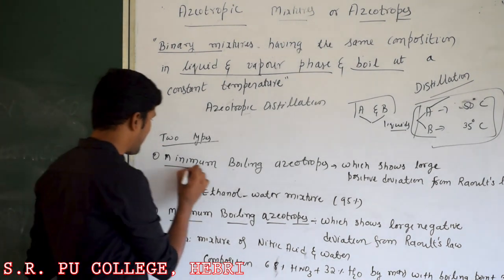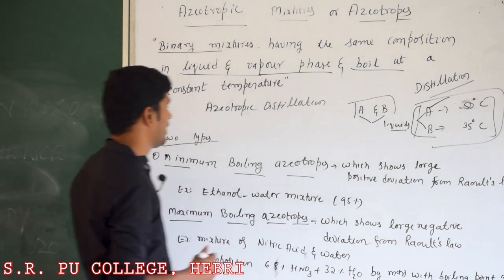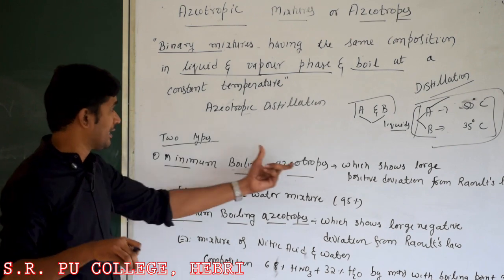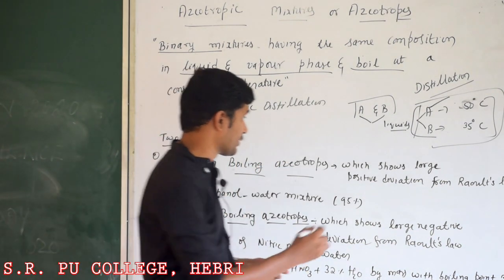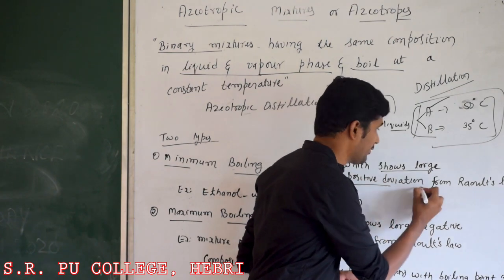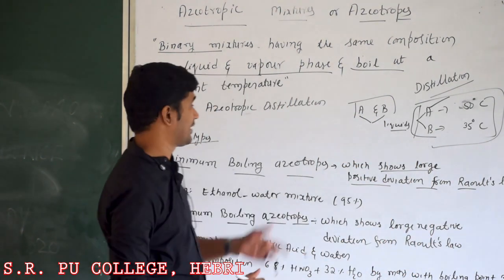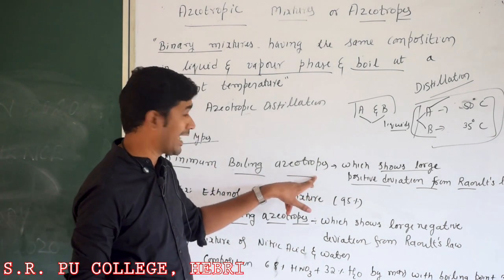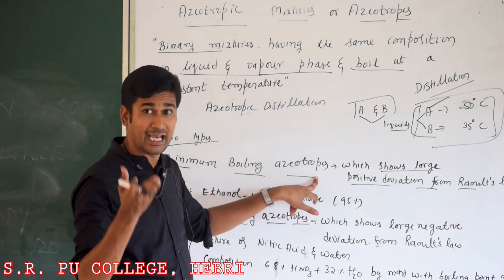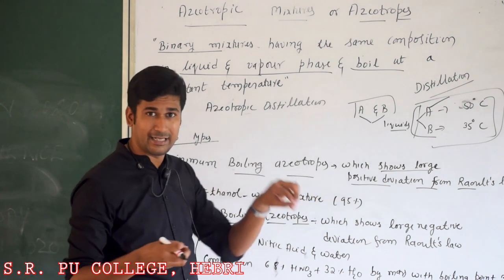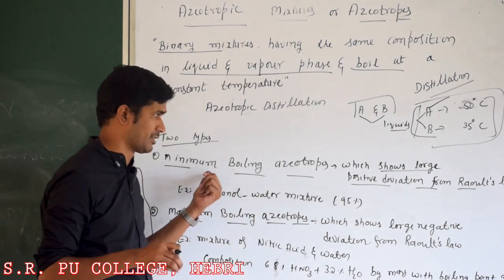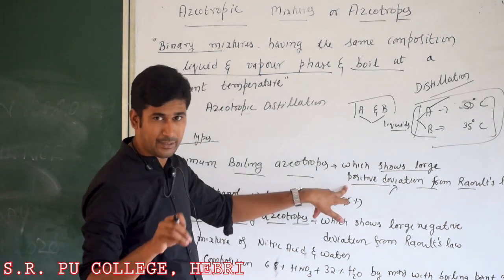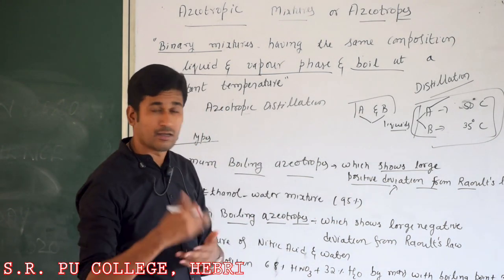The first one is minimum boiling azeotropes. What are minimum boiling azeotropes? Minimum boiling means the boiling point is less. These are binary mixtures or solutions which show large positive deviation from Raoult's law. Which means the vapor pressure of such a solution is very high, and they boil at a lower temperature than the original solute or solvent.